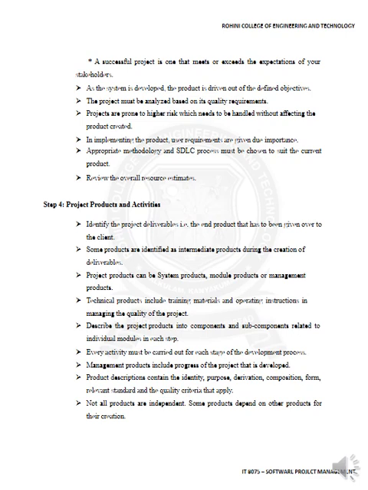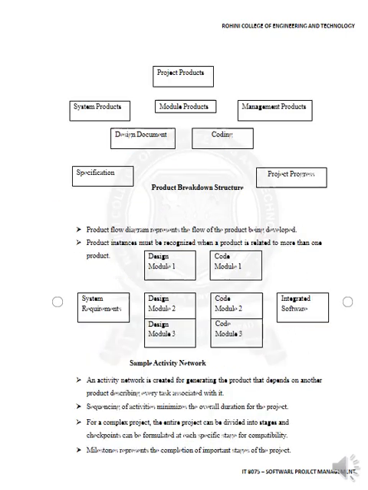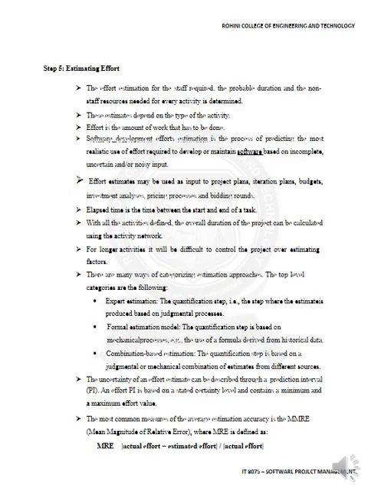Product description contains the identity of the product, purpose of the product, how we are deriving the product, what the composition of the product is, from where you are getting this, and what the relevant standards and quality are. So project products are classified into system product, module product, management product, design product, and coding specialization as well as project. So they will have the flow diagram. The activity network is created. Sequencing of activities minimizes the overall duration of the project.